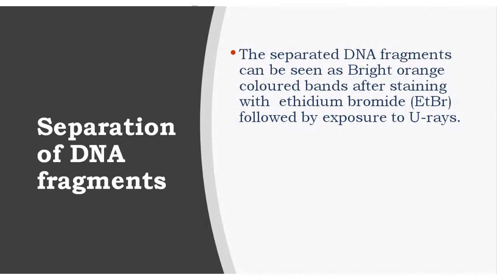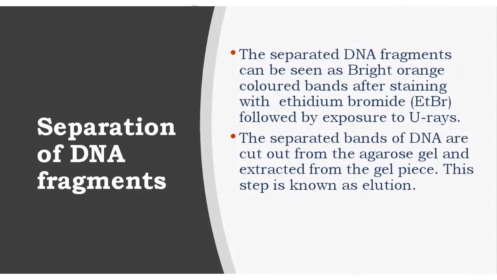There is one problem: this DNA cannot be seen with the naked eye. So to visualize this DNA, we have to stain it with ethidium bromide, abbreviated as ETBr. This ethidium bromide is a fluorescent dye. It doesn't have its own color, but on exposure to UV rays, ultraviolet rays, it starts emitting orange light. So these fragments can be seen in the form of orange bands.